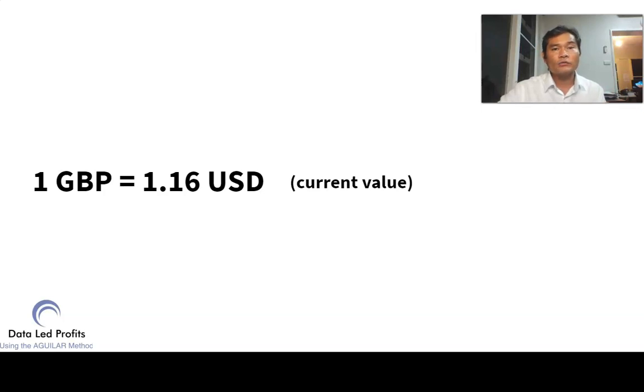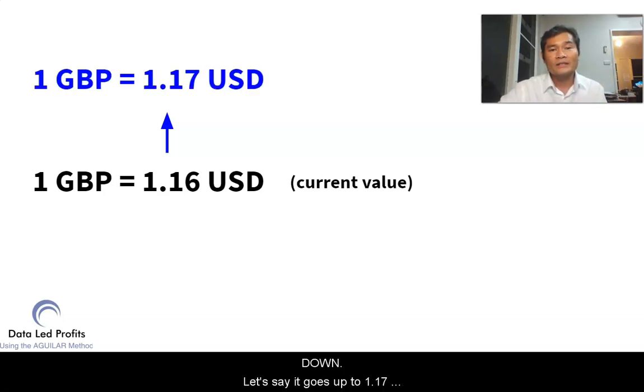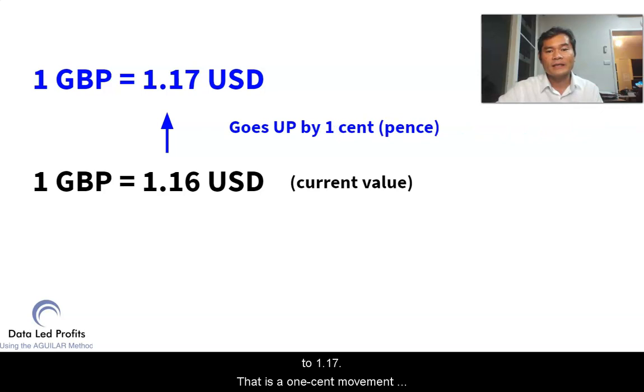Let's say the value of 1 GBP is equal to 1.16 USD. That's the current value. And the value of GBP, I just showed you, goes up and down. Let's say it goes up to 1.17 USD. So it's gone from 1.16 to 1.17. That is a 1 cent movement upwards, or 1 pence.